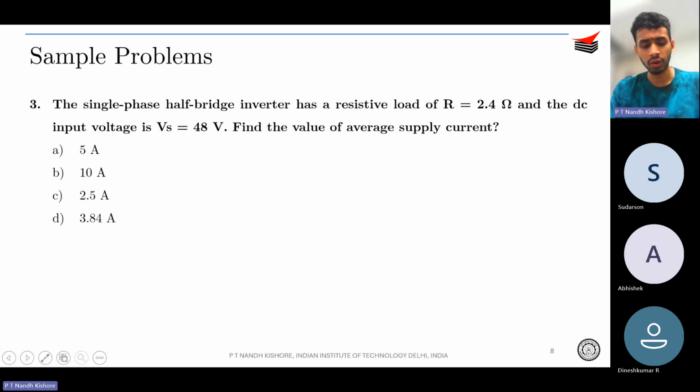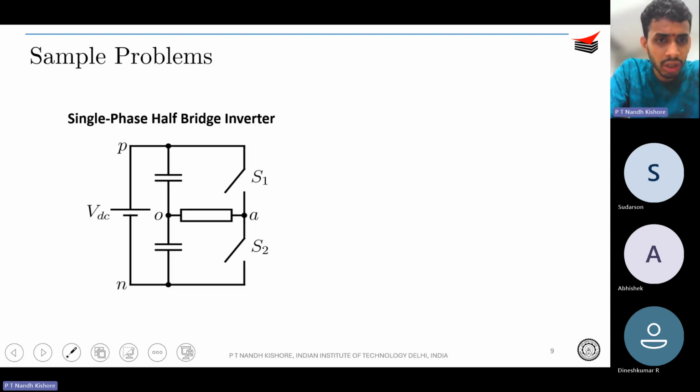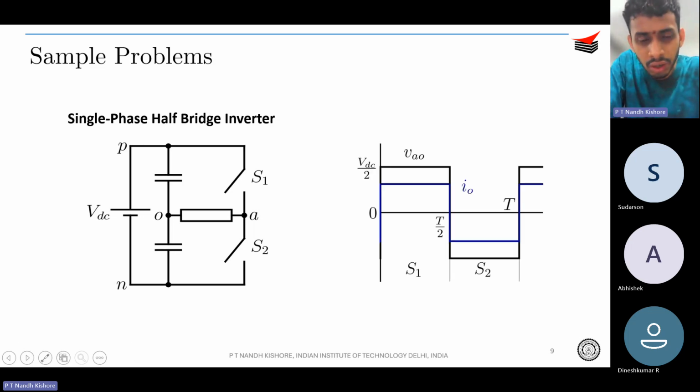Again, draw the circuit and draw the waveforms. It will simplify things a lot. So you draw the circuit, the same single phase half bridge inverter with R load, and draw the waveforms. From here, you can try to analyze what happens. So your I naught is as given over here. It exactly follows your square wave, correct? Because it's a simple R load, so voltage is directly proportional to current.